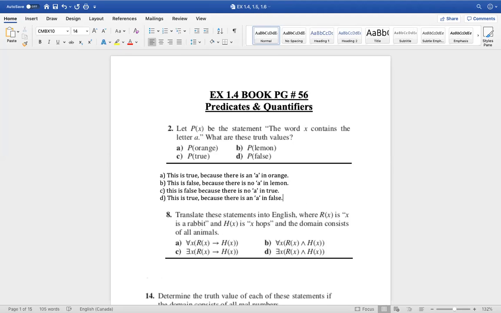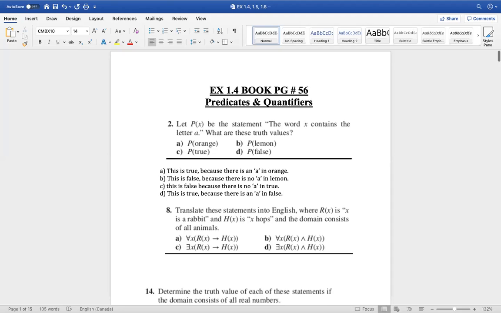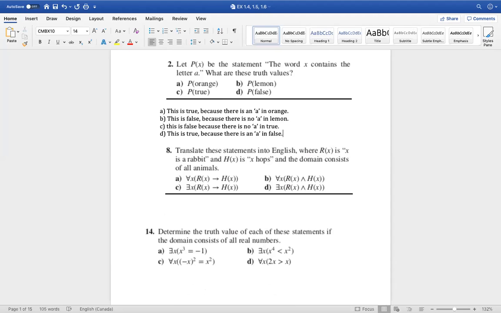Okay, this was a pretty straightforward question. So if you guys have any question. All right, seems like everyone is clear on this part. Let's move on to the next one.